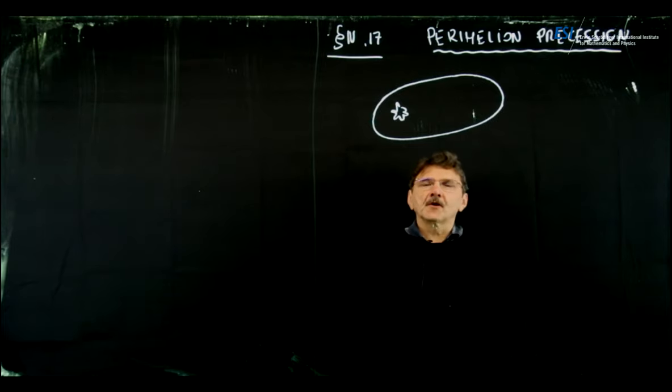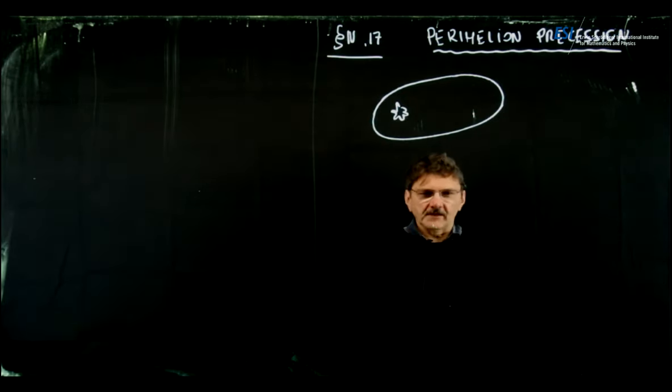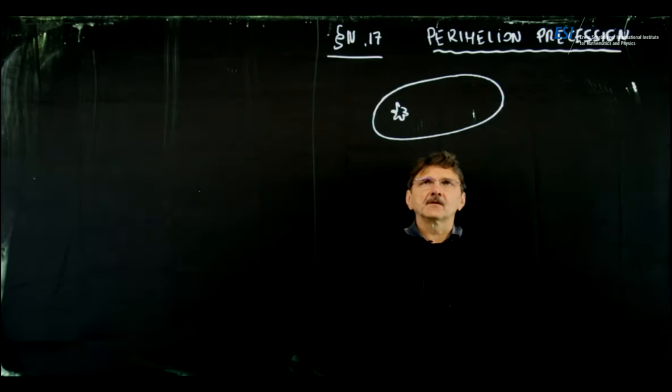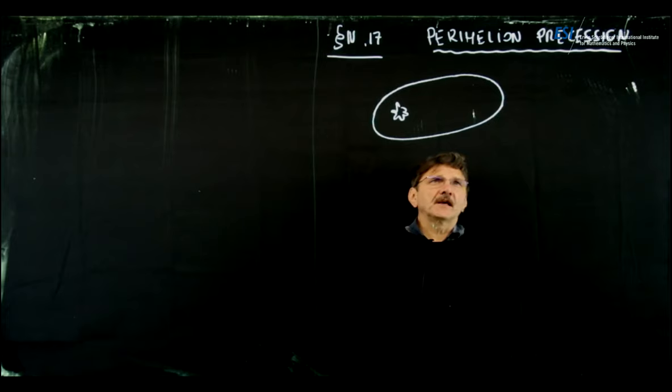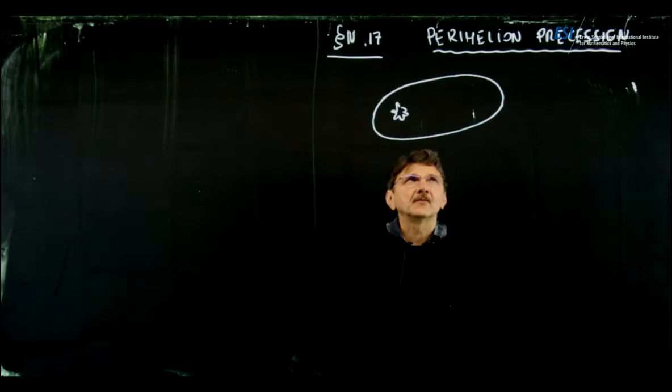Another theory was that there is an extra planet which we don't see, and which could explain the effect. And I don't remember now who proposed this, but there was such a proposal put forward. But the problem was nobody saw this planet, right? So Einstein came with his theory, and he said, well, we have perihelion precession.